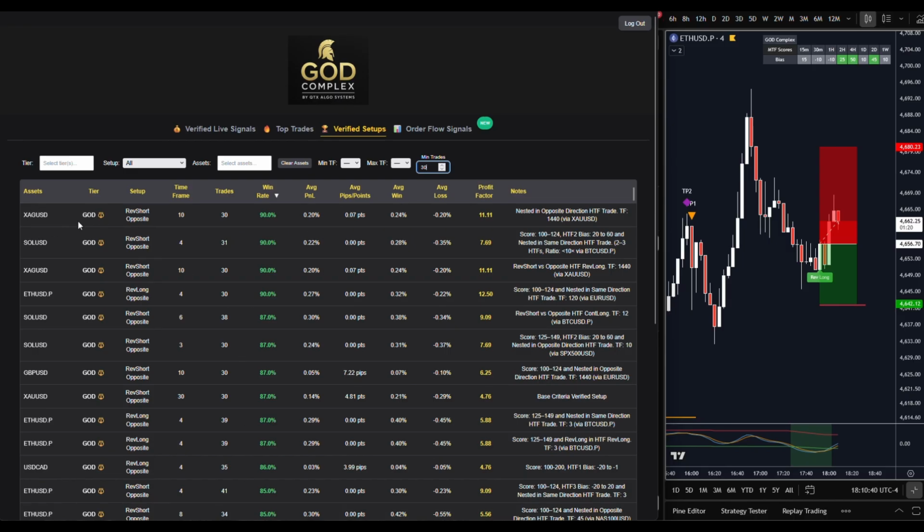In this, you can see asset, tier, the setup, so these are the opposite trades. It shows the indicator does not win all the time. If anything, it doesn't win as often as it loses. So we can benefit from that by playing the opposite trade. 10-minute time frame, 30 trades, 90% win rate. Average P&Ls, average pips points, win, loss, profit factor.